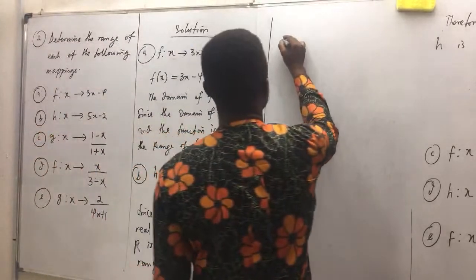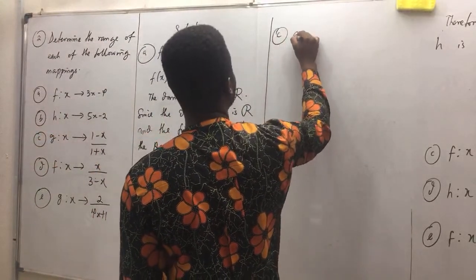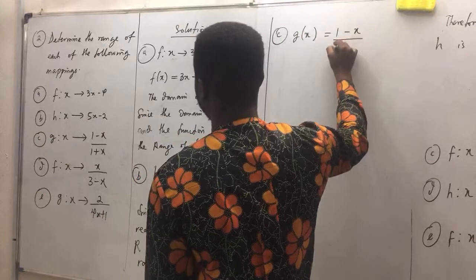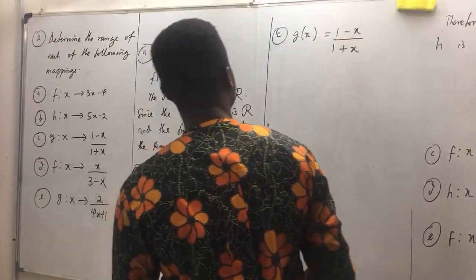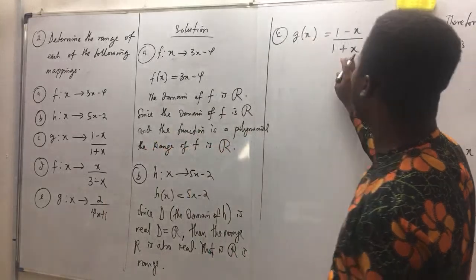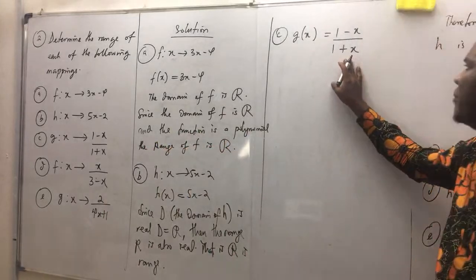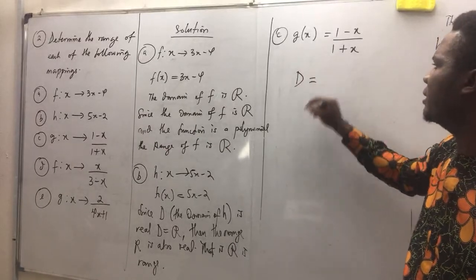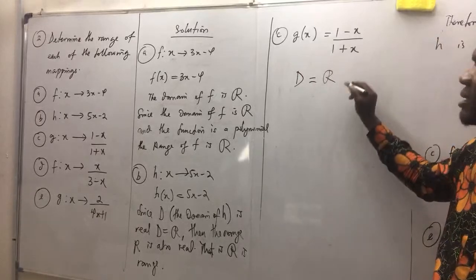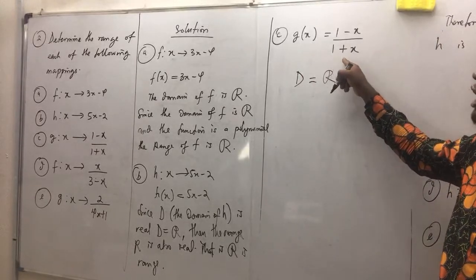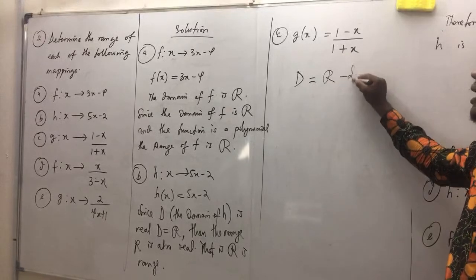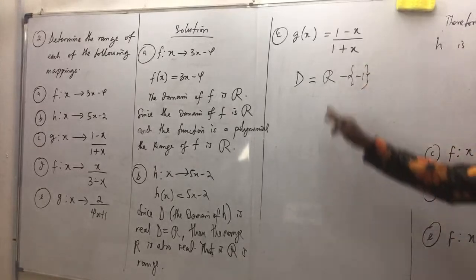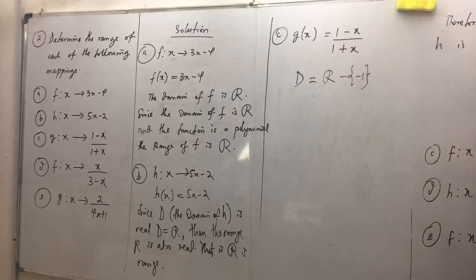So, what is the function given to us in C? The function given to us is g of x equals 1 minus x all over 1 plus x. Okay? So, apart from the values of x that will make this function undefined, what was our domain? Our domain was all real numbers excluding, for this particular function, x equals minus 1. The domain of this function will be all real numbers excluding minus 1.